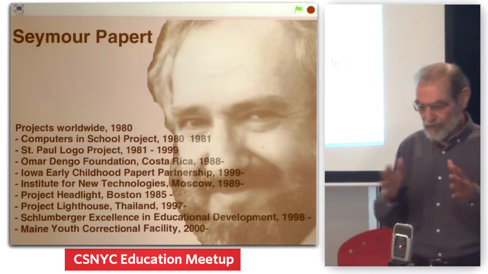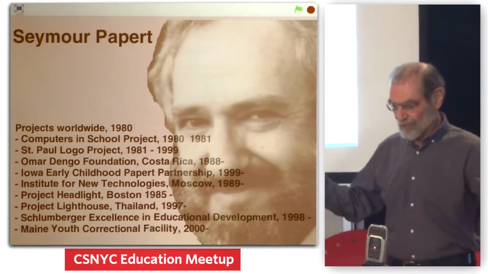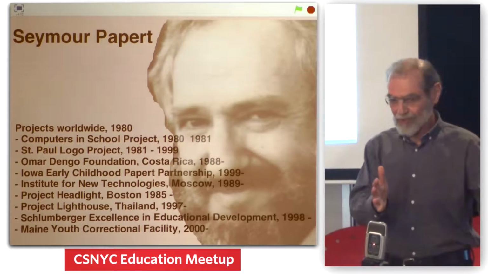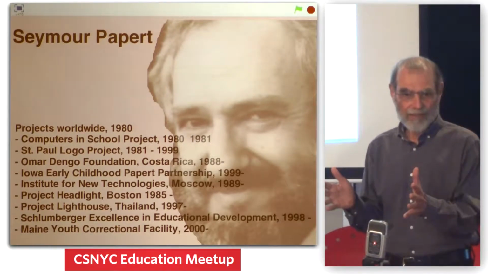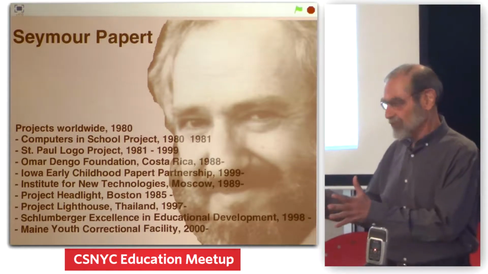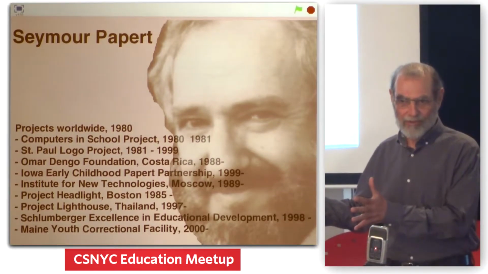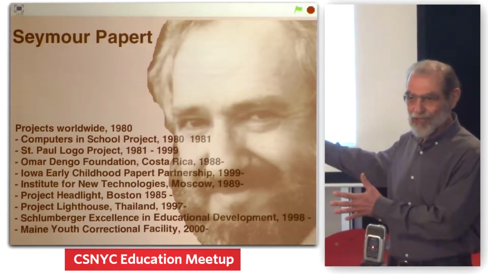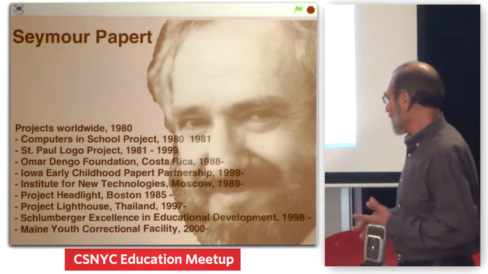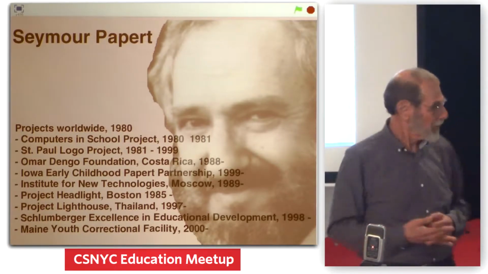So if you look at Seymour's life work, he starts as a mathematician for some period, then close work with Piaget, then the research phase at MIT, and then out into the world of education. So that's a little context there.